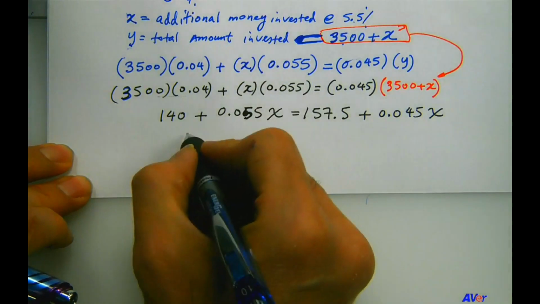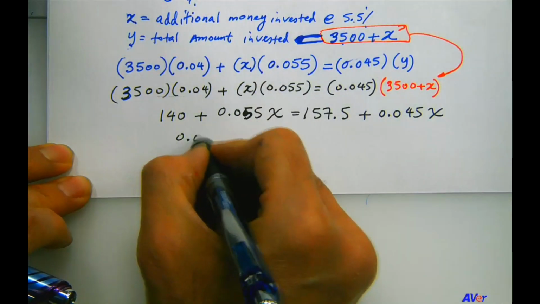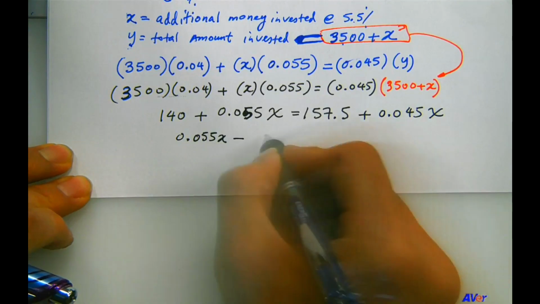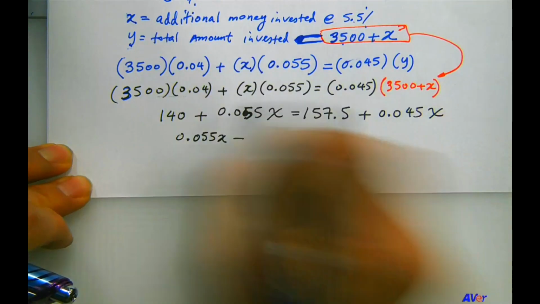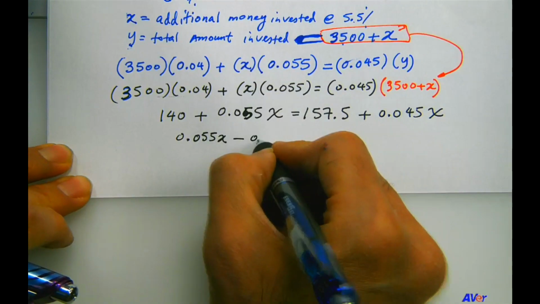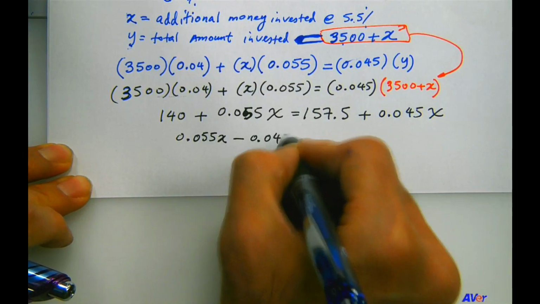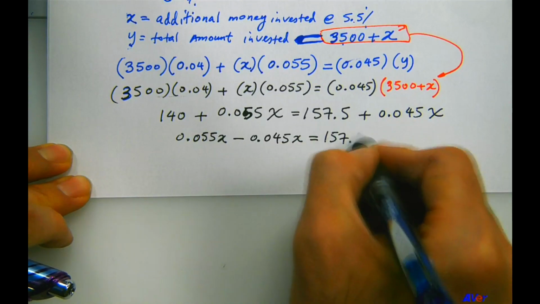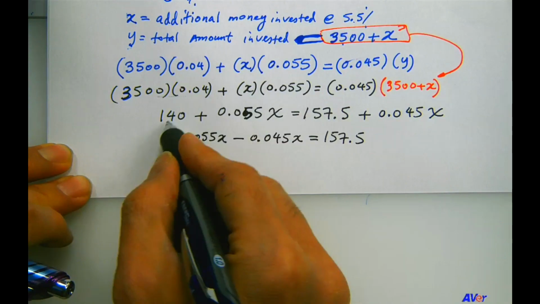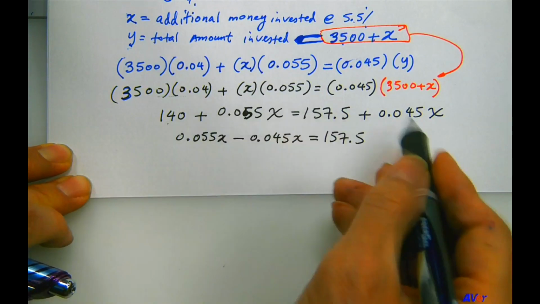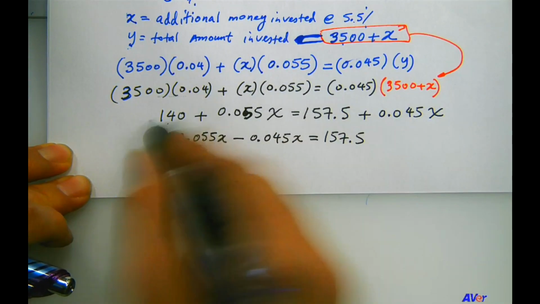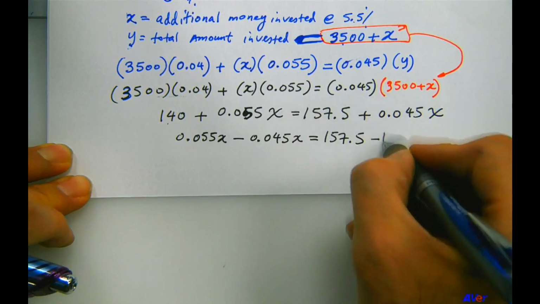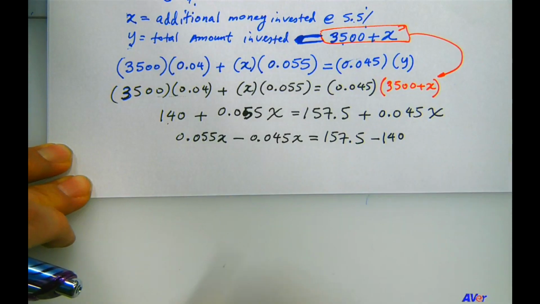So we have 0.055X minus this, right? Move it to the other side. It was positive. When you move it, it becomes negative. 0.045X equals 157.5, which stays on that side. Let's move this 140 to the other side. It was positive on the left. When we move it across the equality symbol, it changes algebraic sign. So it becomes negative, like that.